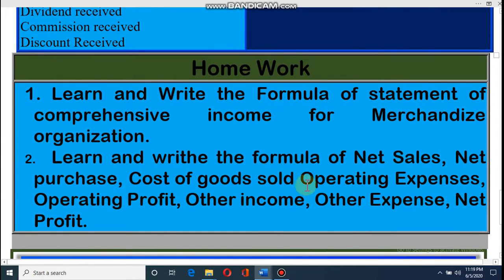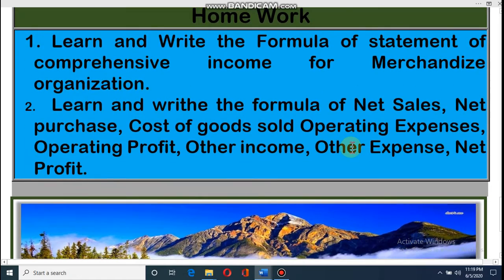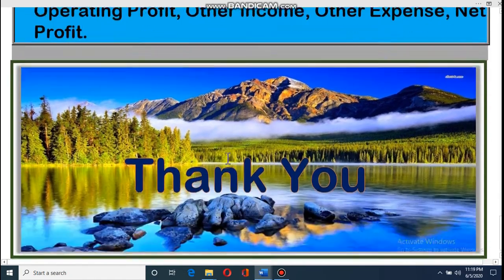Dear student, your homework: you have to learn and write the formula of a statement of comprehensive income for a merchandising organization. The more you write, the more you learn, the more you can remember at the time of solving the practical problem. You will write the formula of net sales, net purchase, cost of goods sold, operating expense, operating profit, and others.